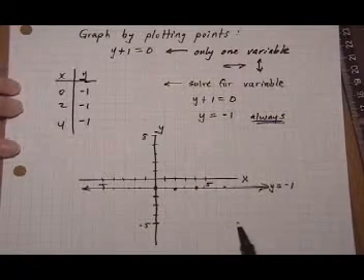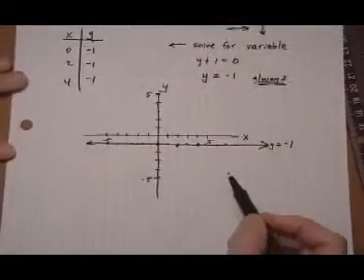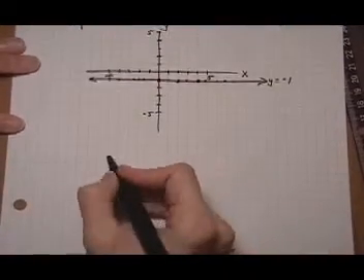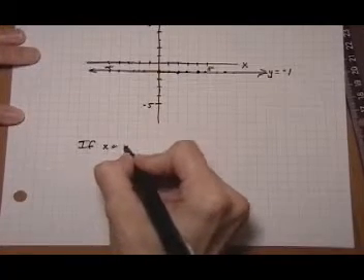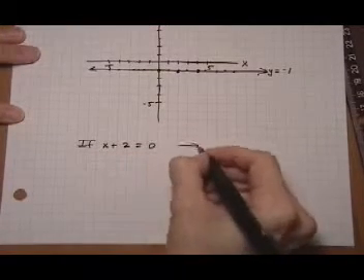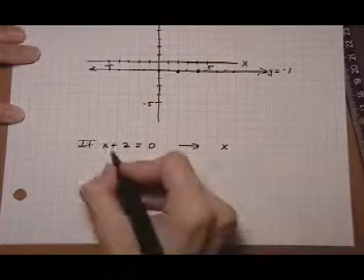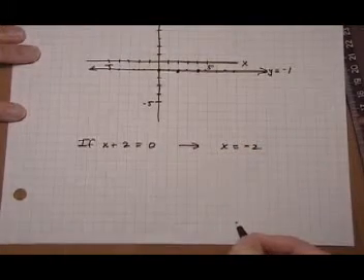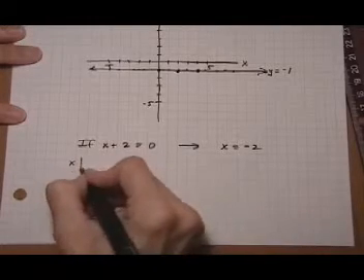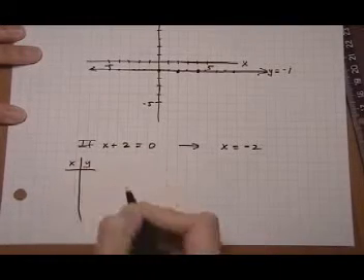If you start with an equation where you have x as your only variable instead, let's say x plus 2 equals 0. Again, solve for the variable. As soon as you see only one variable there, solve for it. X is minus 2. Well, this means x is always minus 2.